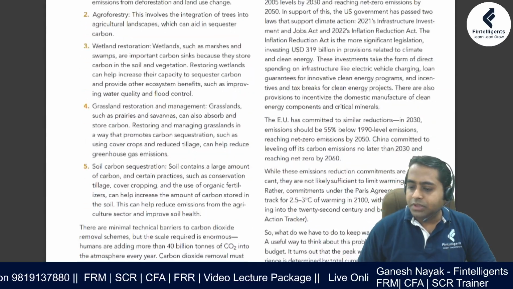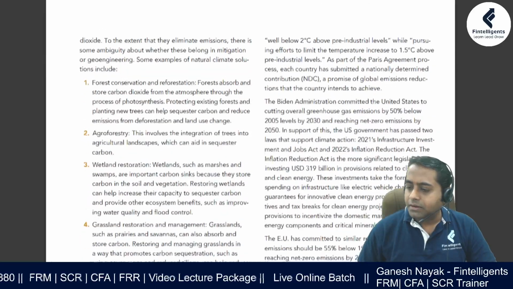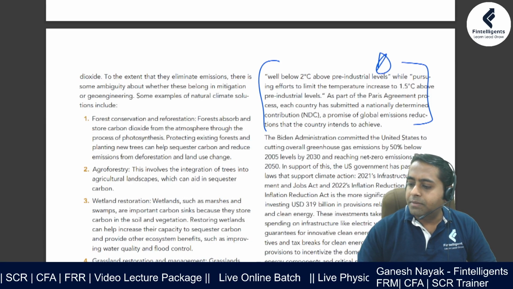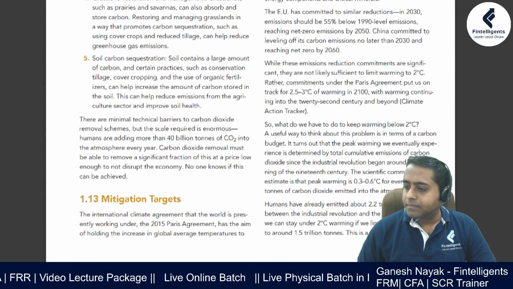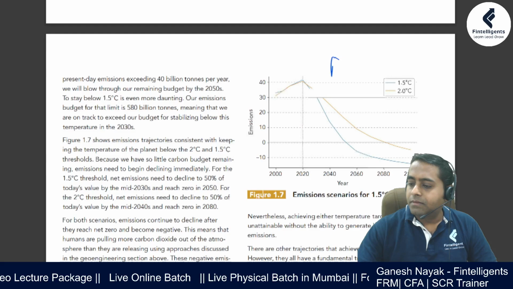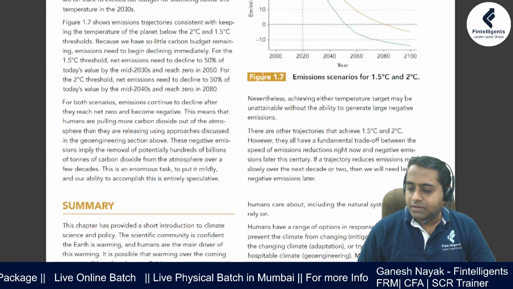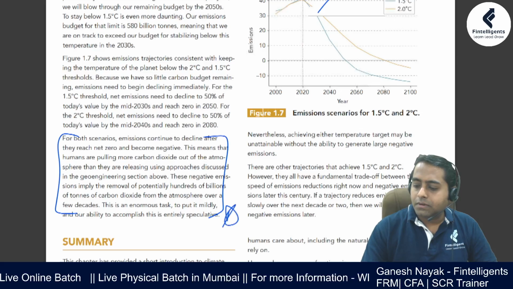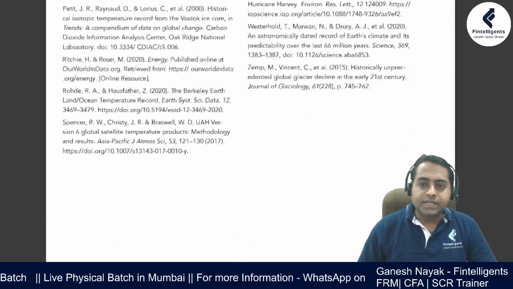Forest conservation, greenhouse, soil mitigation target. This section you can read, mark it as star. Mitigation target, mark this also as star. Emission scenario for 1.5 degrees Celsius, mark this paragraph. Let us move towards the next chapter.